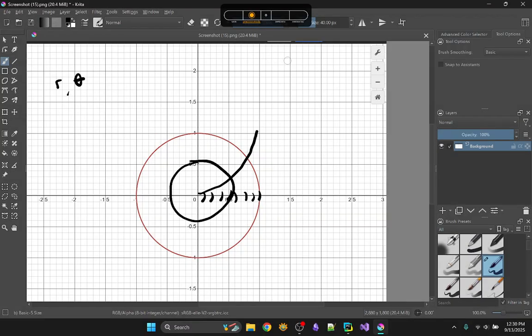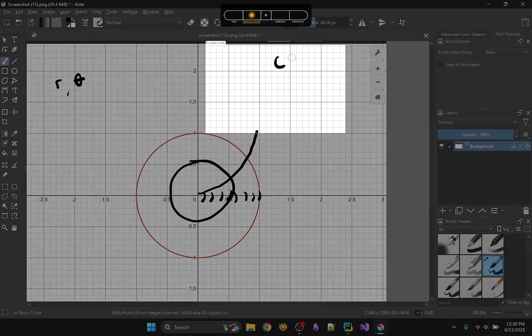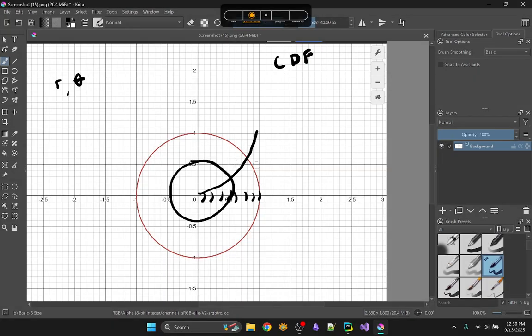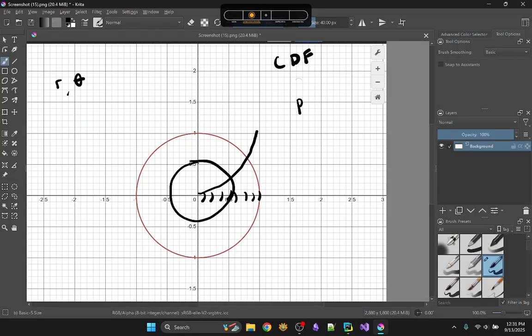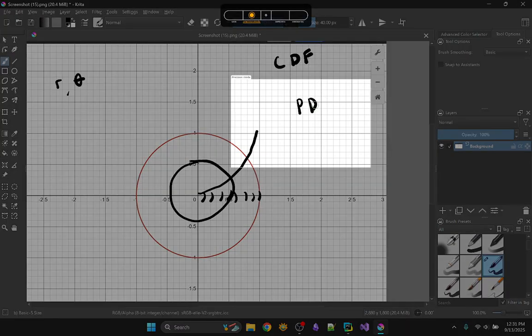I'm not sure what's right here. Whatever. So this is the cumulative density function, and we would take the derivative of this x squared to get the probability density function.